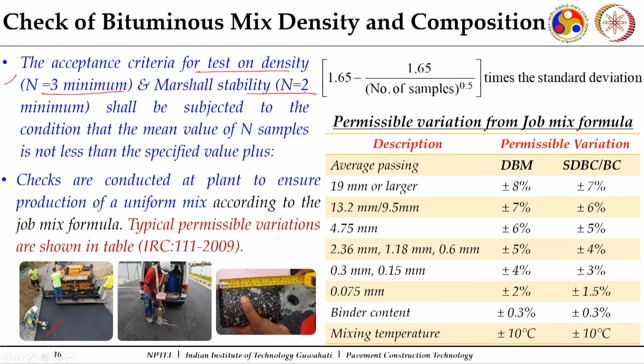Marshall stability, if I am looking for, so I take samples, at least 2 minimum samples, and then they will be subjected to the condition which was there in other cases also, when we looked into the density check for subgrade courses and granular courses, that the mean value of the density of the samples is not less than the specified density plus 1.65 minus 1.65 times the standard deviation divided by the square root of the number of samples. So this is the same as we did in the case of other courses.